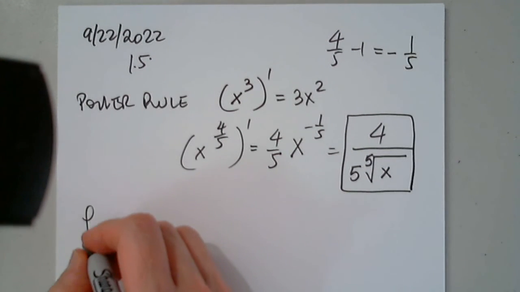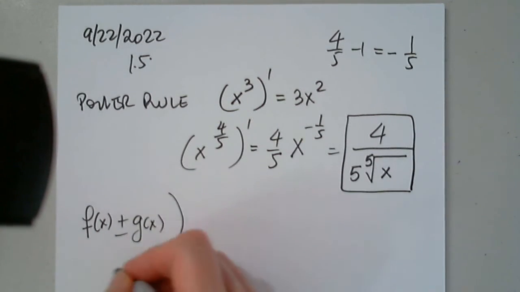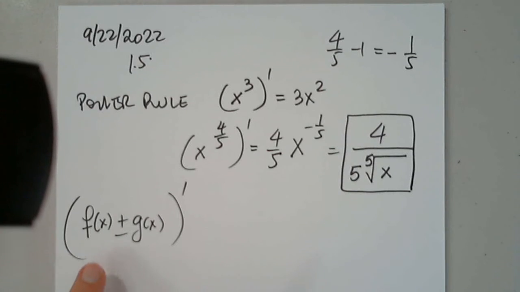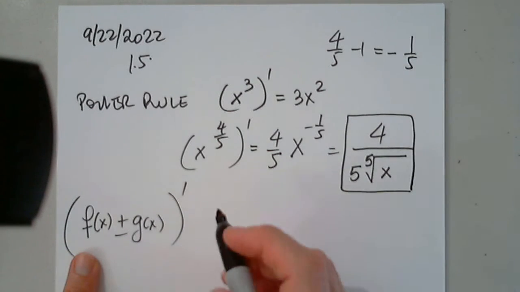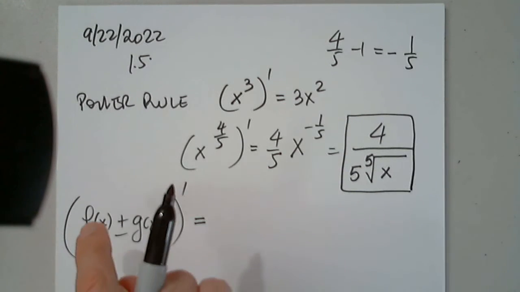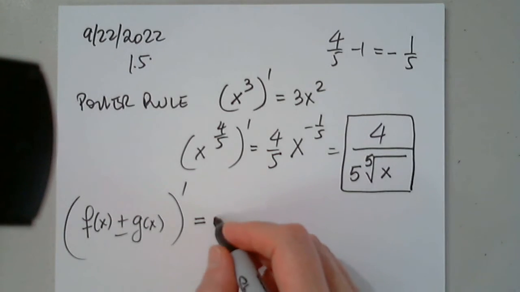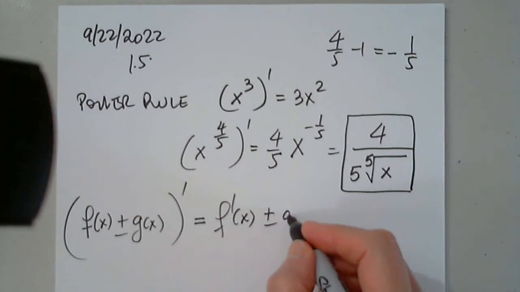Now, let's say we have a function plus or minus another function. Remember, we had a property like this with the limit in front. What do you think this equals? It's similar to that property with the limit of f of x plus g of x. What do you think? Wild guess. F prime of x plus or minus g prime of x.